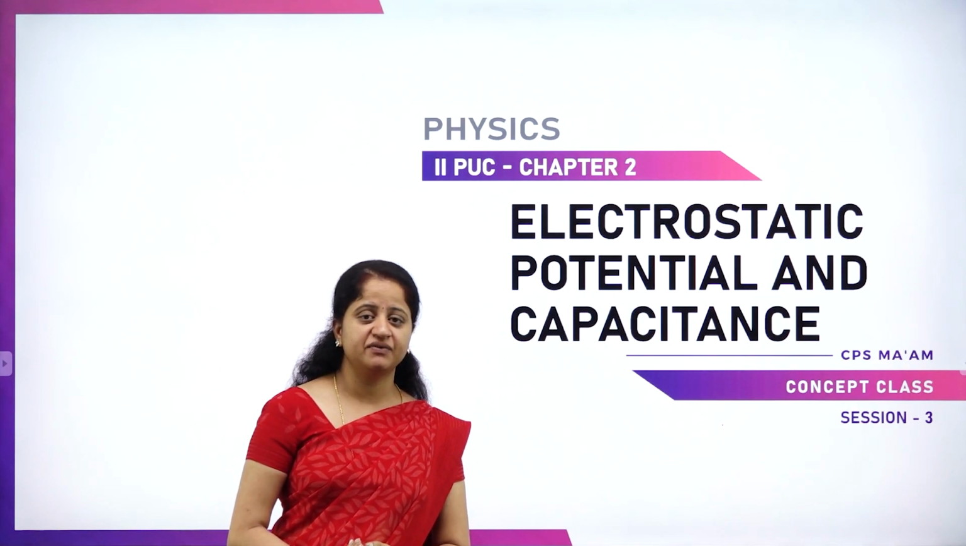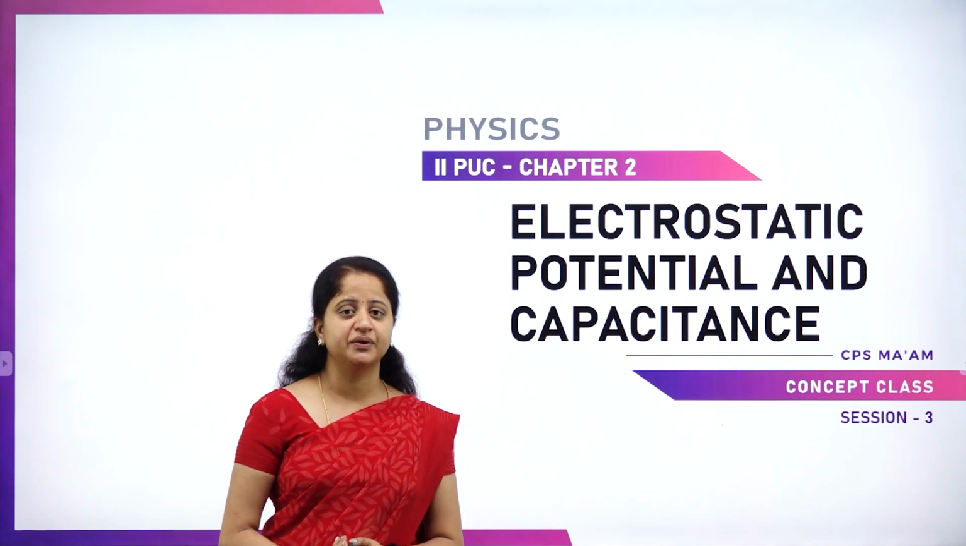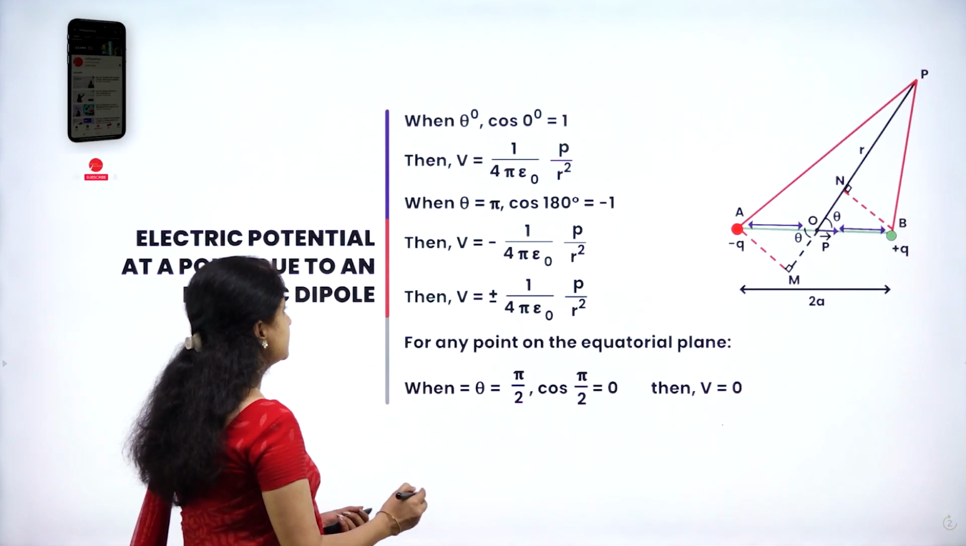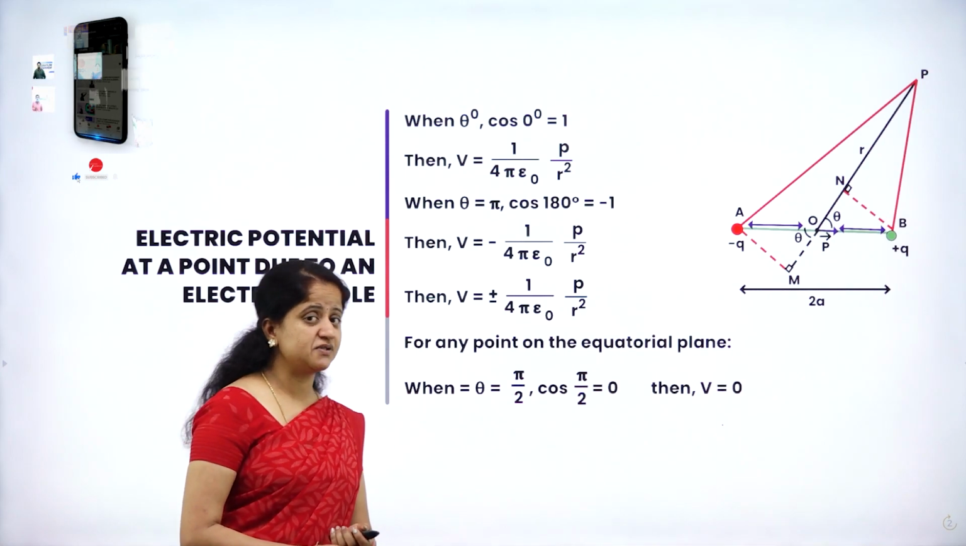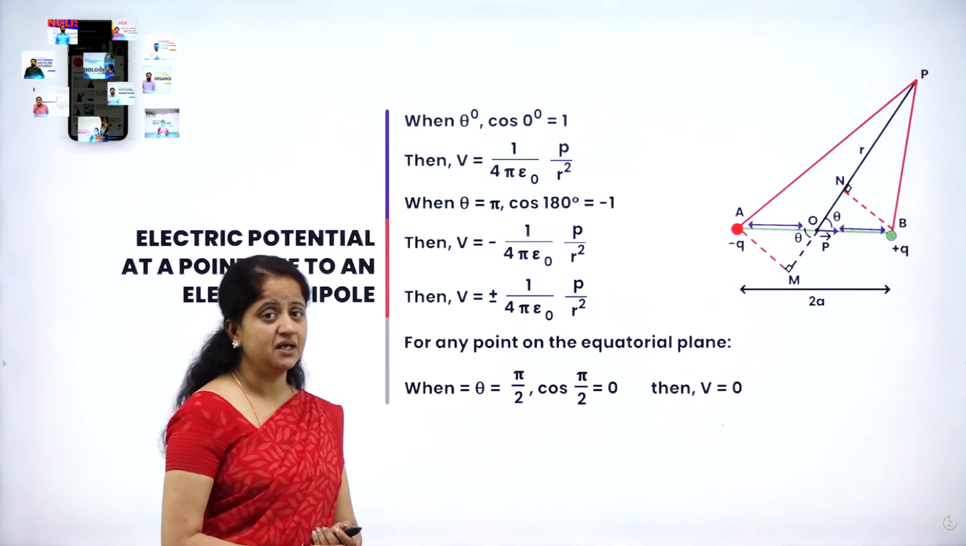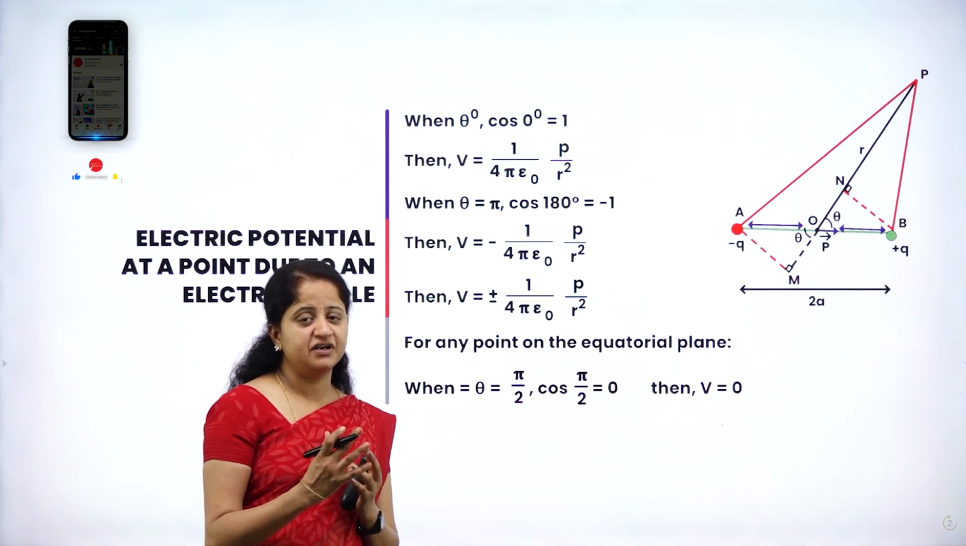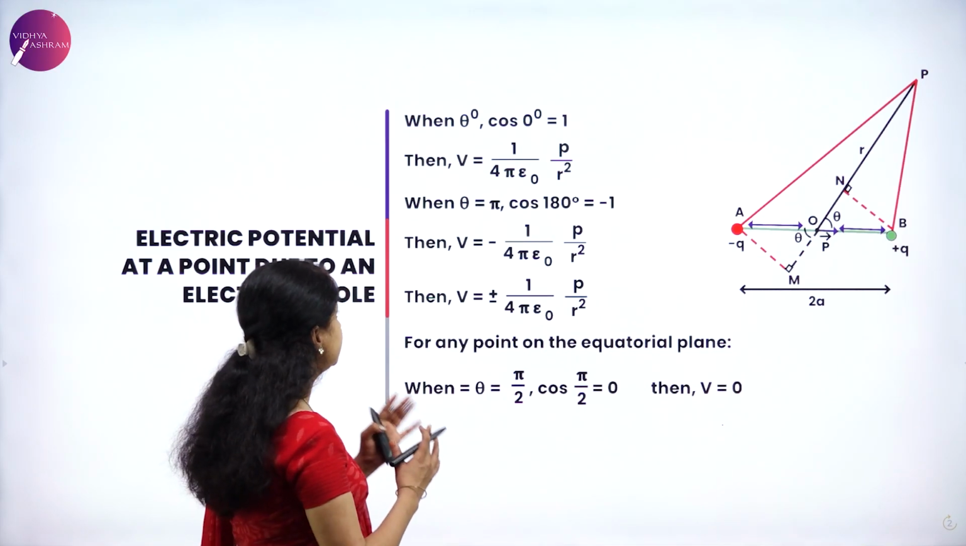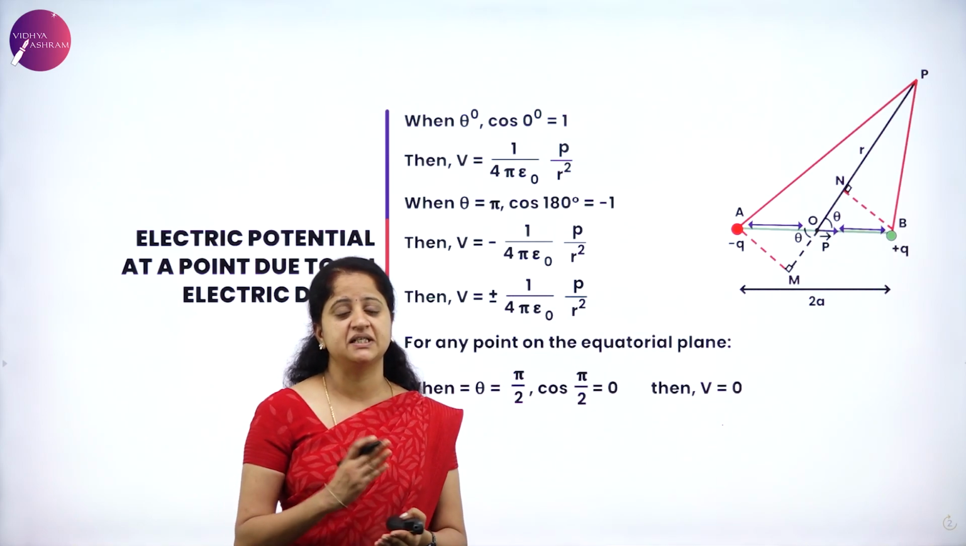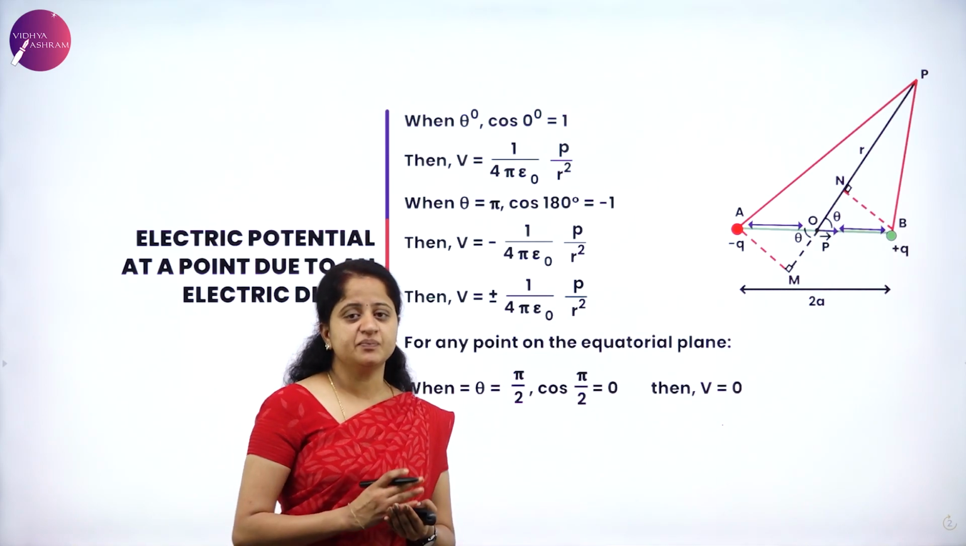In the last session, we discussed the potential due to an electric dipole, and we got the expression V is equal to 1 by 4 pi epsilon naught P divided by R square. Now let us discuss how this varies with different values of angles. When theta is equal to 0, and what happens when theta is equal to 90 degrees, what is the potential we get?